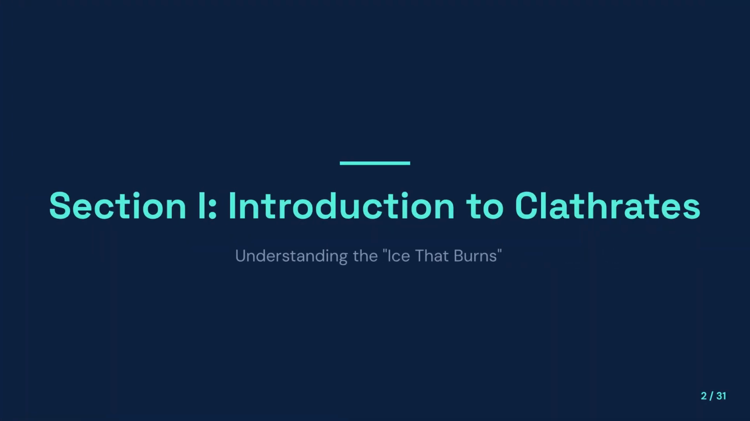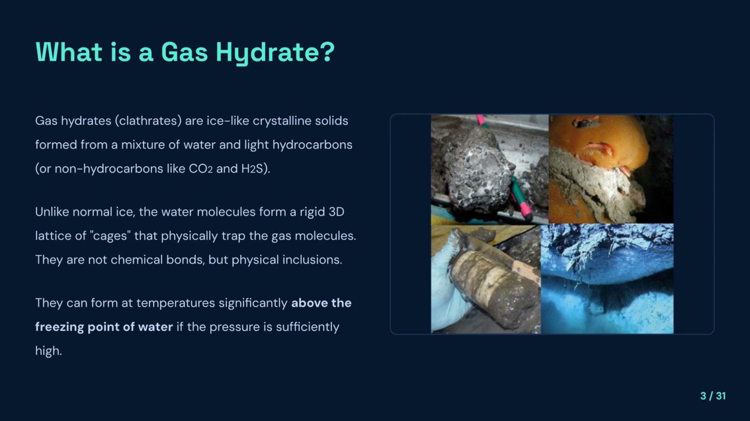In this first section, we will introduce clathrates, often referred to as the "ice that burns." So what is a gas hydrate? They are ice-like solids where gas molecules are physically trapped inside a rigid lattice of water cages. Remarkably, they can form well above the freezing point of water if pressure is high enough.